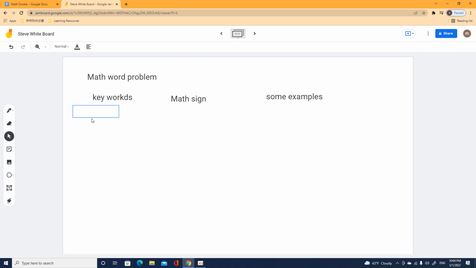For example, if you see keywords such as sum, add, increase, more than, plus, increase by, greater, exceeded by, and those kinds of keywords, usually you should think about the add sign.